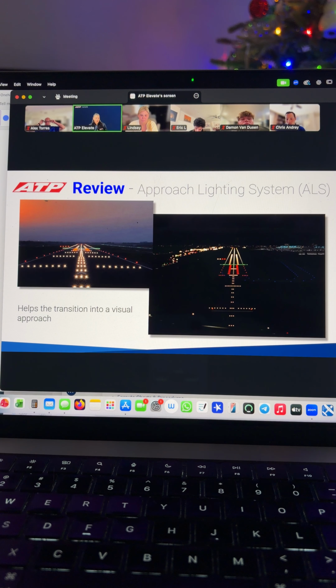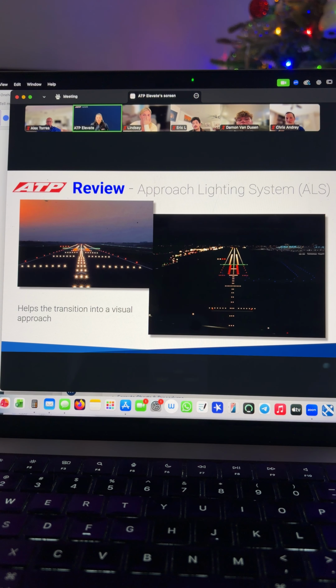All right, so your approach lighting system helps you transition to your visual approach. And so I like to point this out. Does anybody know what approach lighting system this is? Bonus points, this is just for bonus points. Yes, the ALSF-2. Very good, Chris. Yeah, so this is the ALSF-2.